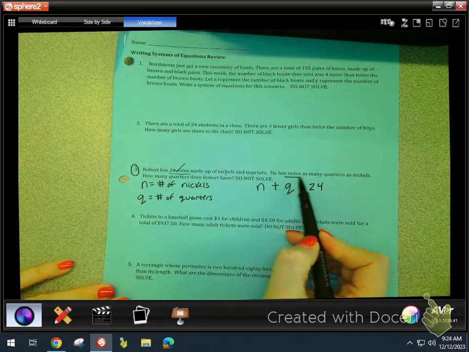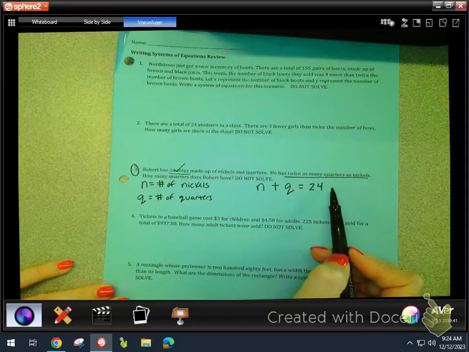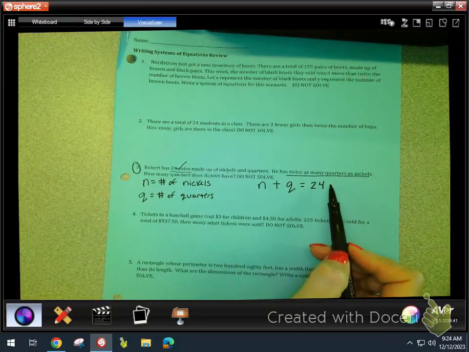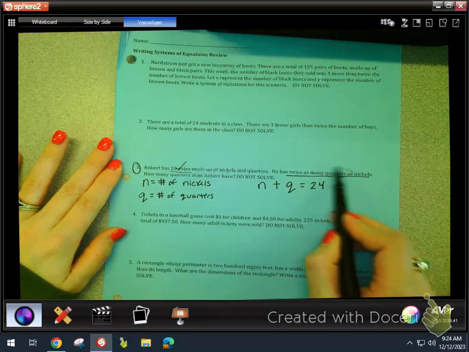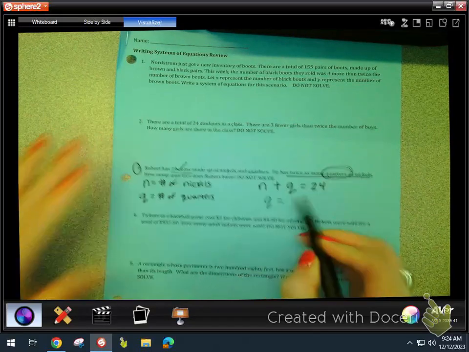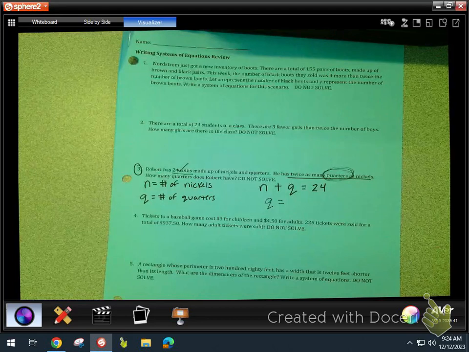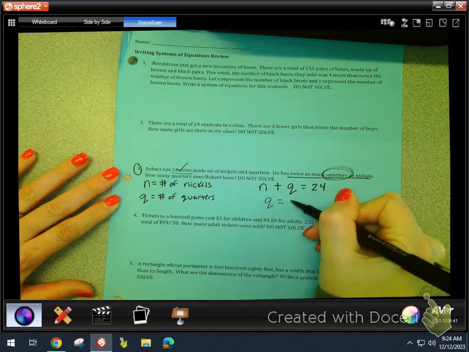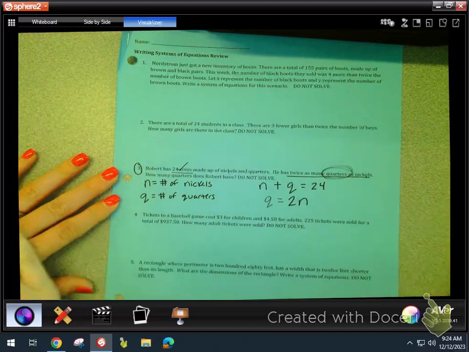He has twice as many quarters as nickels. Okay, so here's how you approach these. What word comes first? Twice as many what? Quarters. So that is the variable that's going to be by itself. Are you listening? I hope so. Okay, so twice as many what? Quarters equals. Now, twice means we need to perform what operation? Addition, subtraction, multiplication, or division? Multiplication. So we're going to multiply the other variable by 2. And then that's all you do.